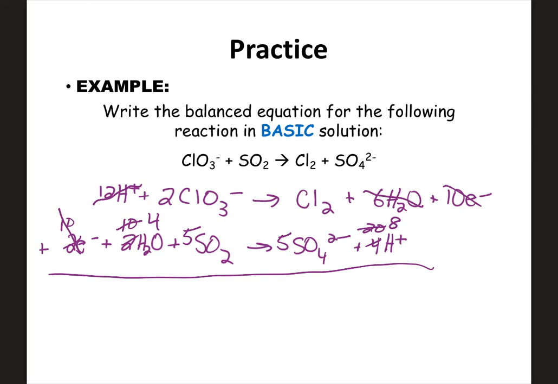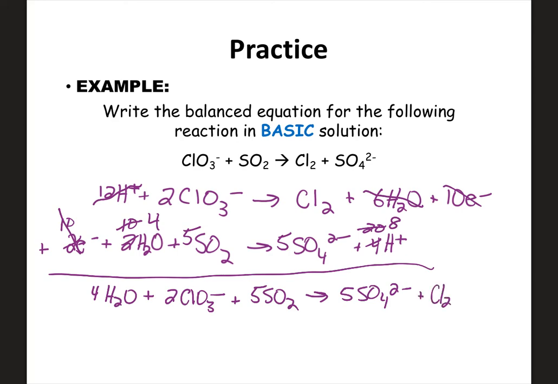So when I do that, I get 4 water plus the 2 ClO3 minus plus the 5 SO2, and that's all my reactants, going to the 5 SO4 2 minus plus the Cl2, and then plus the 8 H plus that are remaining. All right, so I totaled everything up. If you need to check this here, you can confirm that you have equal amounts of each element on both sides and your charge is balanced.